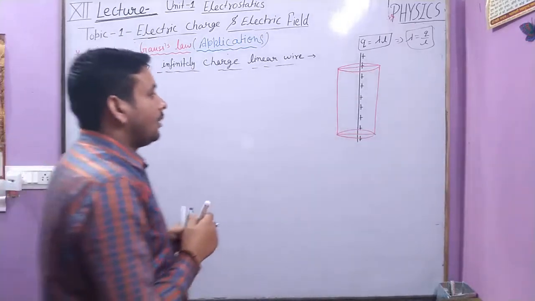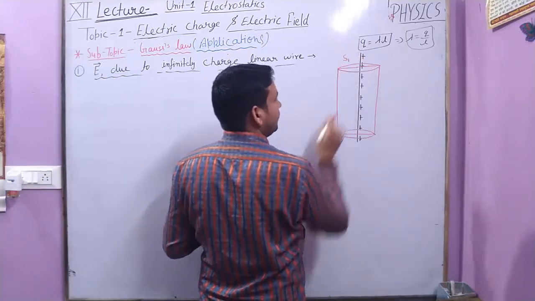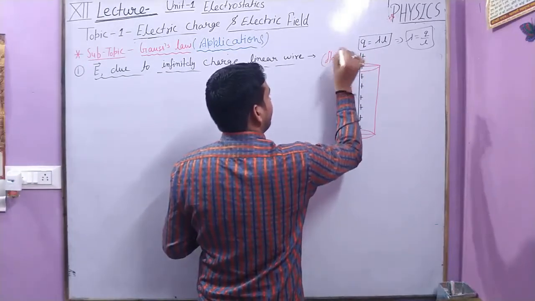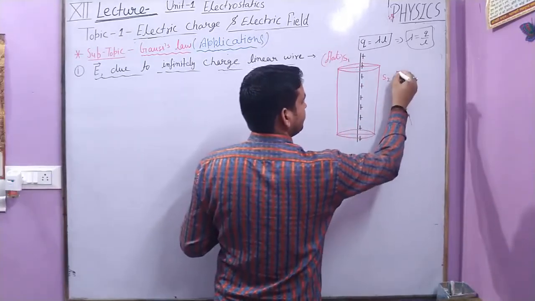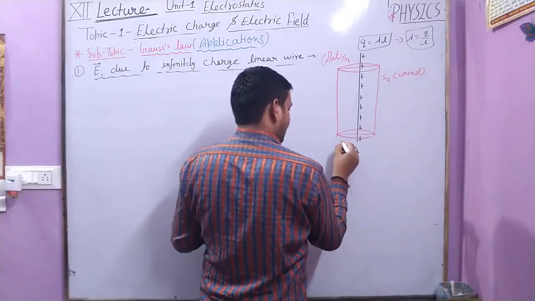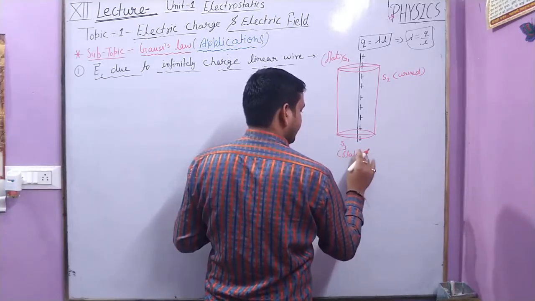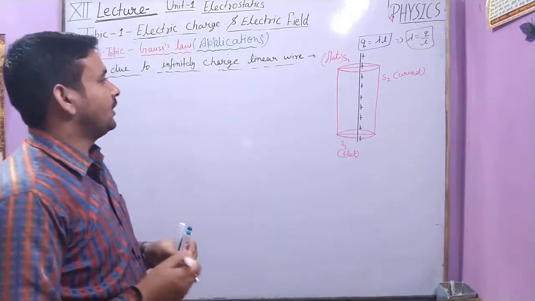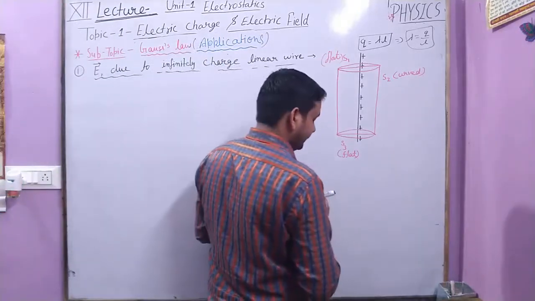Now, a cylindrical Gaussian surface has three faces. One is S1 or surface 1, which is a flat surface. Another is S2, which is a curved surface, and another is S3, which is again a flat surface. So these are the particular specifications for a Gaussian surface in the form of a cylinder.